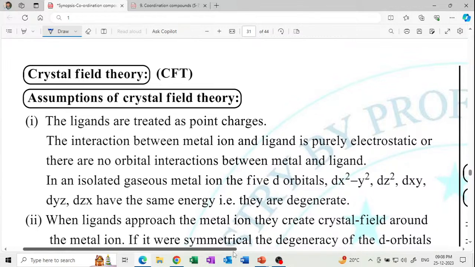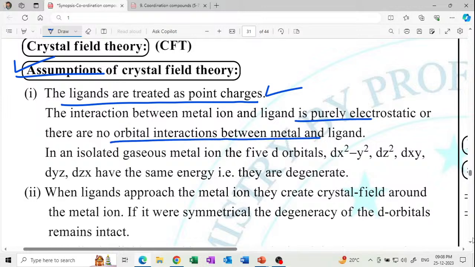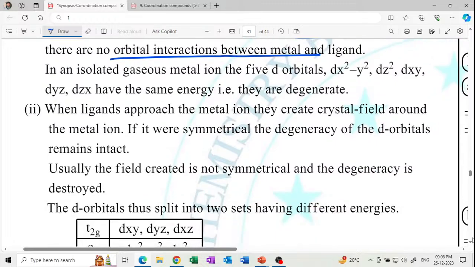That's the assumption of the CFT. In crystal field theory, ligands are treated as point charges. They ask you the assumptions of CFT for 2 marks. And there is no orbital interaction between metal and ligand. So this is purely electrostatic.